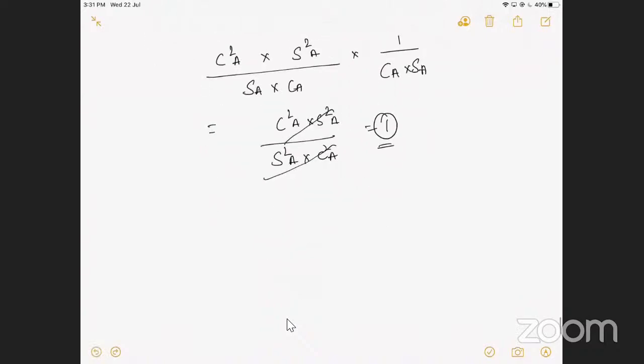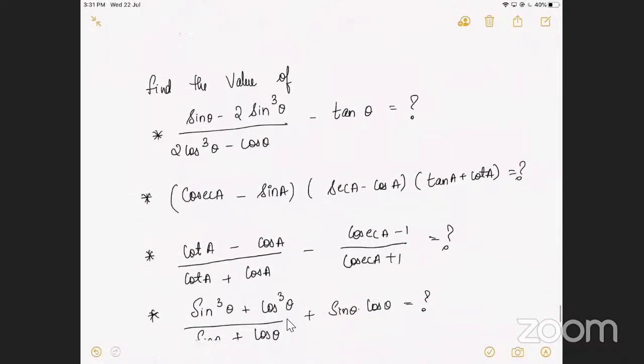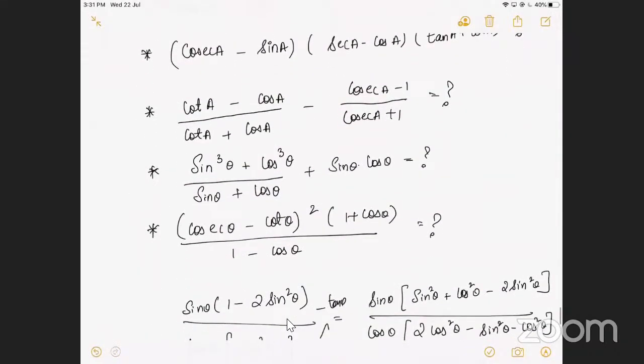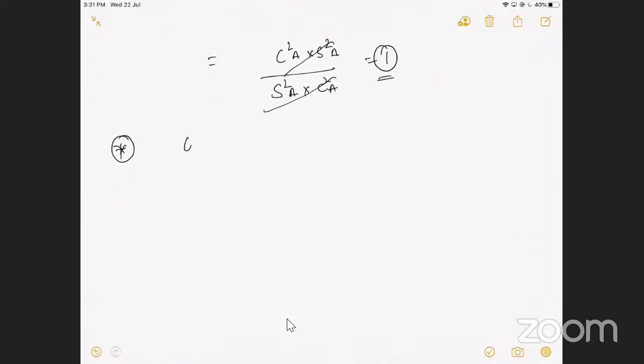Third one, anybody has any doubt? Yes, sir. Can you solve it, please? Have you written the question? Yes, sir. Tell me the question. Cot A minus cos A upon cot A plus cos A minus cosec A minus 1 upon cosec A plus 1.